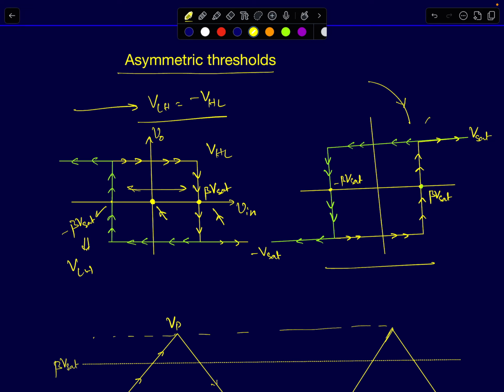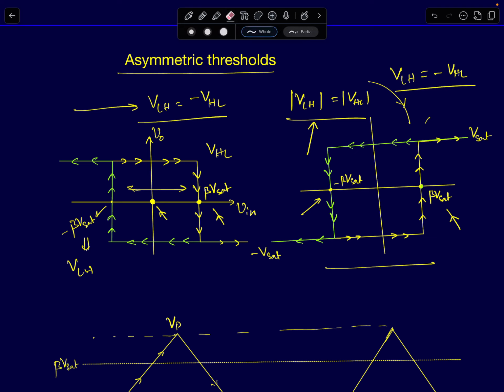You can explain the same thing here as well. So here, beta Vsat happens to be your low to high threshold, and minus beta Vsat happens to be your high to low threshold, and it obeys this similar relationship. Your low to high threshold will be the negative of the high to low threshold voltage. So the magnitudes of the low to high and high to low threshold voltages are the same, at least in the architectures that we have discussed so far. The voltage transfer characteristics exhibit this condition. So this is what I mean by symmetric threshold voltages.